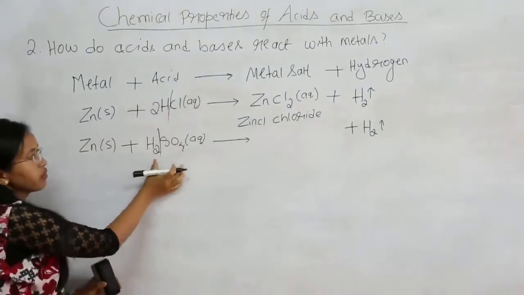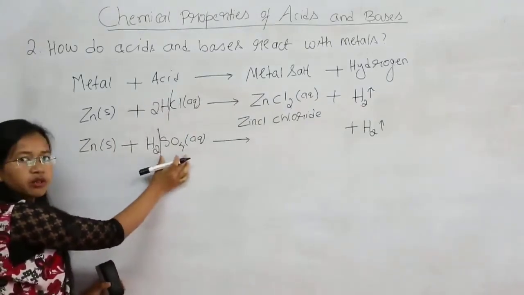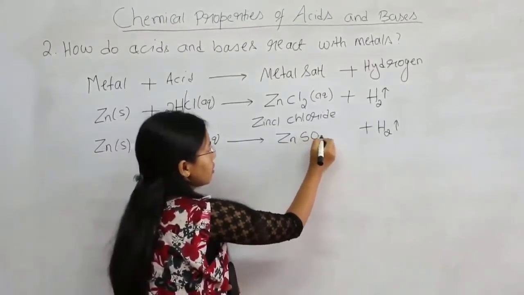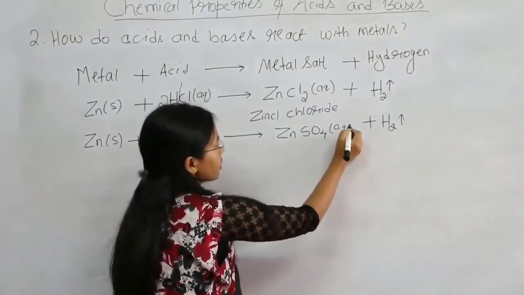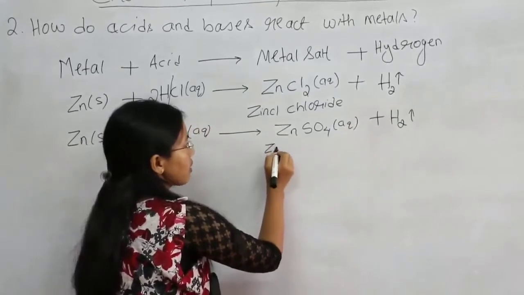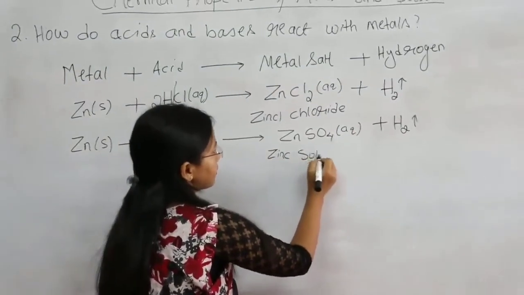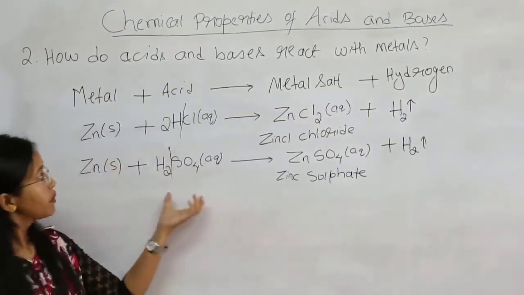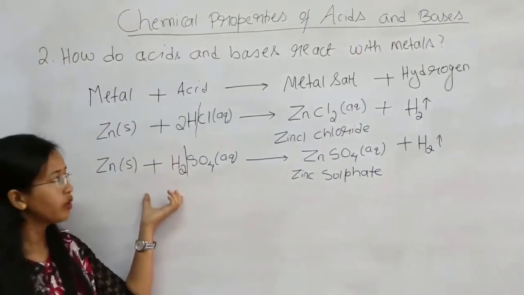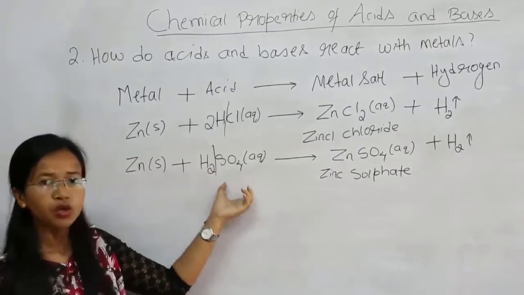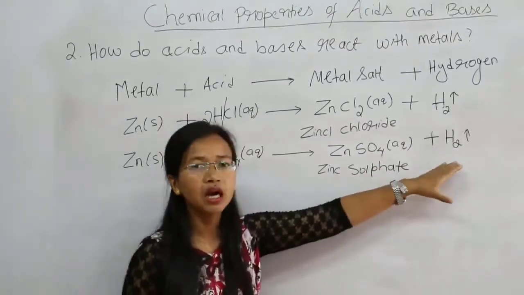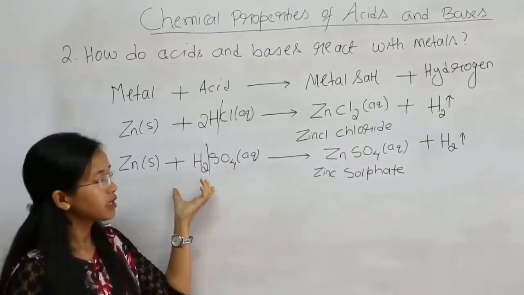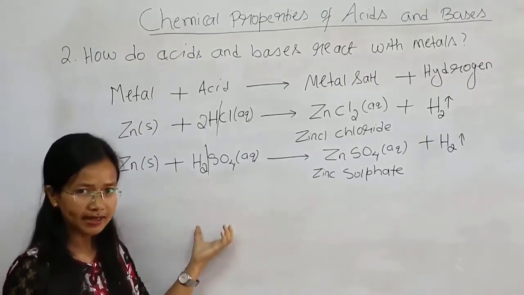So what is left? Zinc will combine with the remaining of the acid. So we will get ZnSO4 in aqueous. So this is zinc sulfate. See? Alright, so these are the two examples. When you combine a metal with an acid, you are going to get metal salt with hydrogen. You can perform some more by taking other metals with these acids.